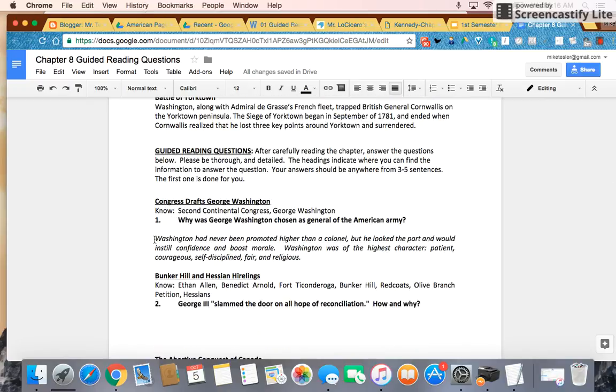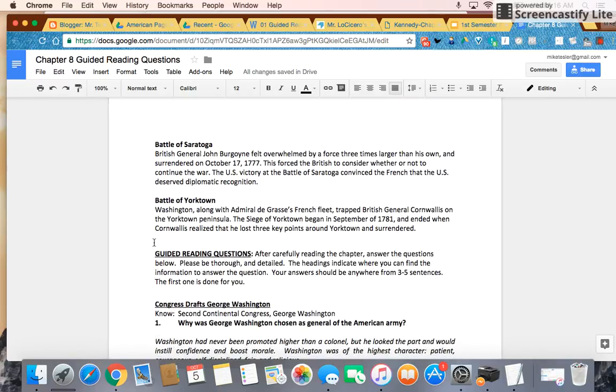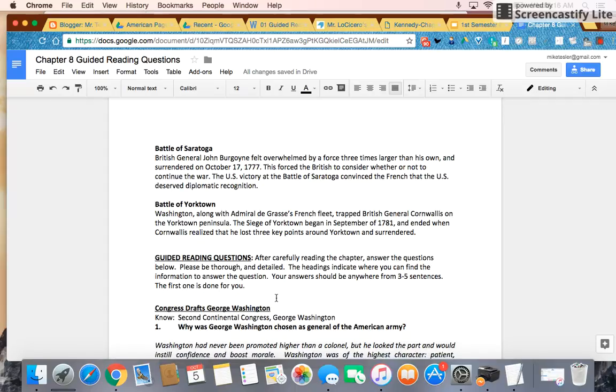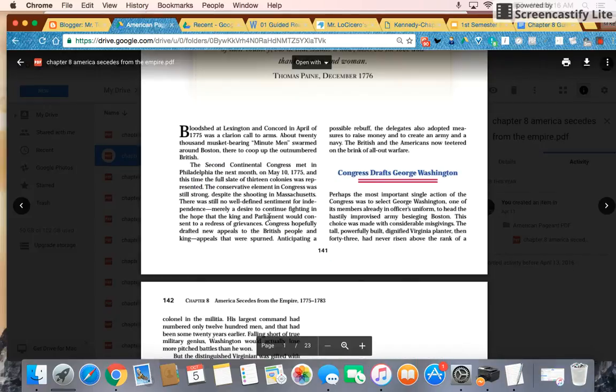Now quickly, let's take a look at the GRQs, or the guided reading questions, that we're going to be looking at today. As you can see here, there are subheadings within the chapter, so the questions correspond to the subheadings. In this first subheading, the question is asking us, why was George Washington chosen as general of the American Army? Well, we would read through there and try to come up with a response that satisfies the question.